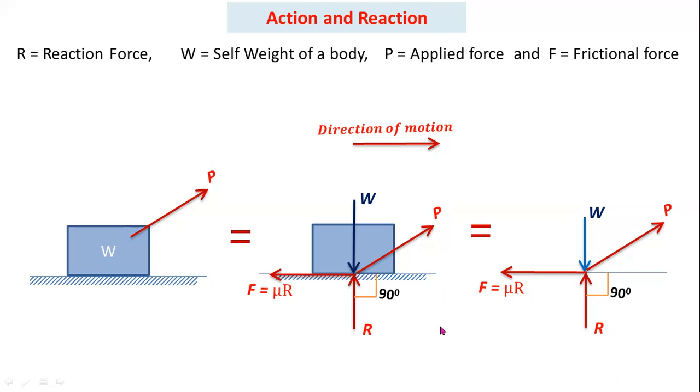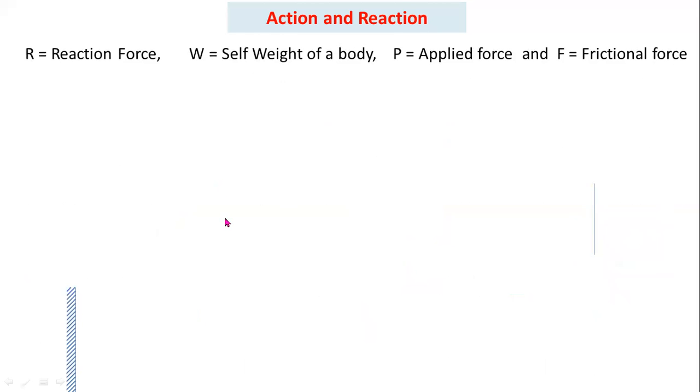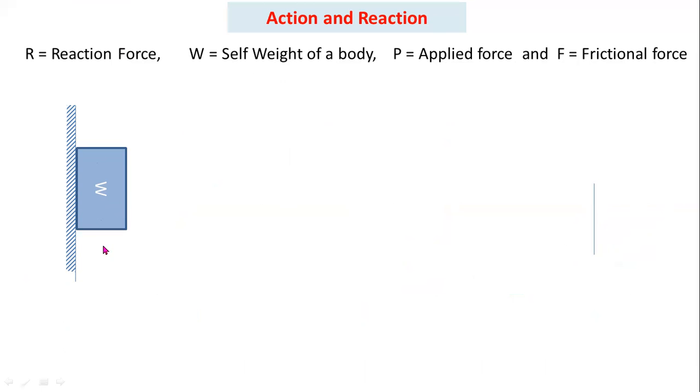So this is example number 2. Now coming to another example. Now I am considering a vertical rough surface. A block of weight W slides vertically downwards without any external force.